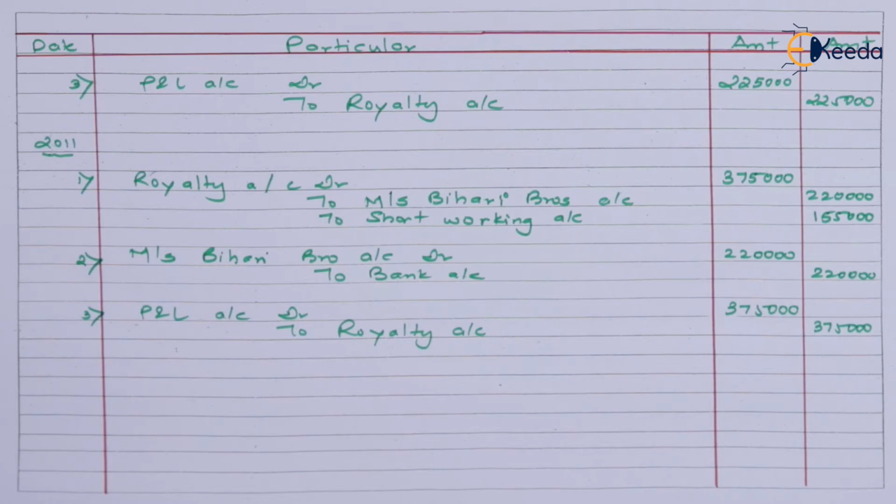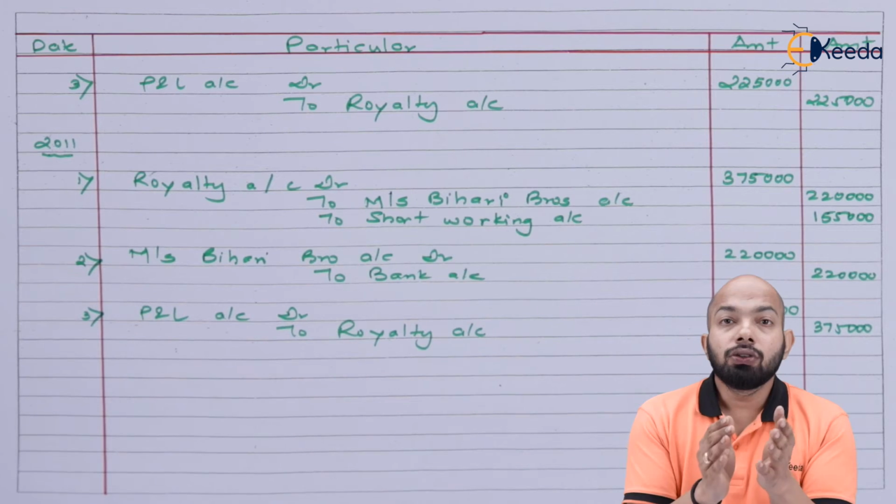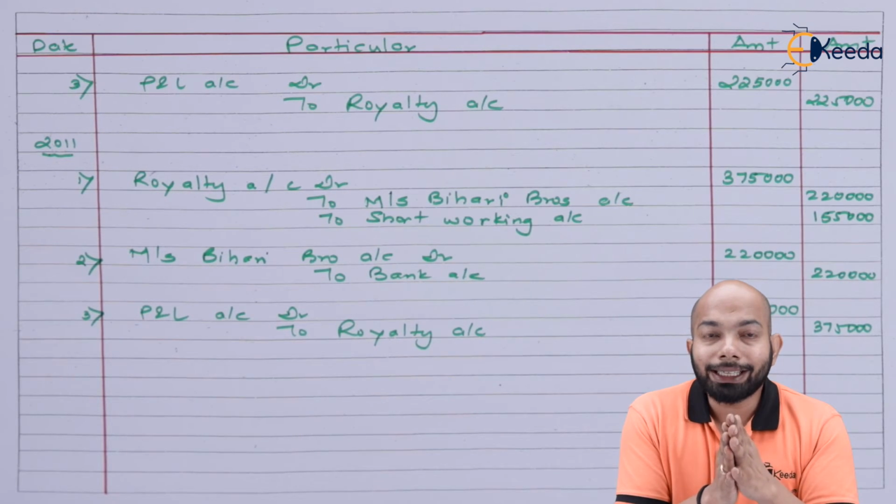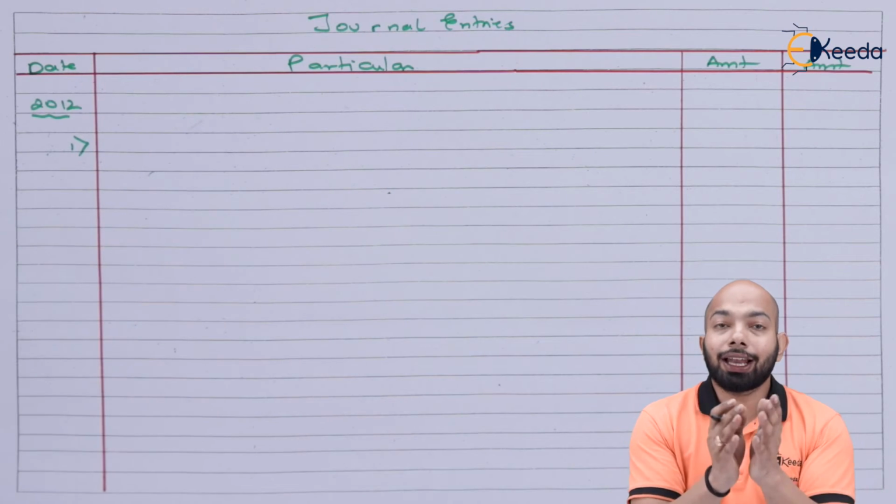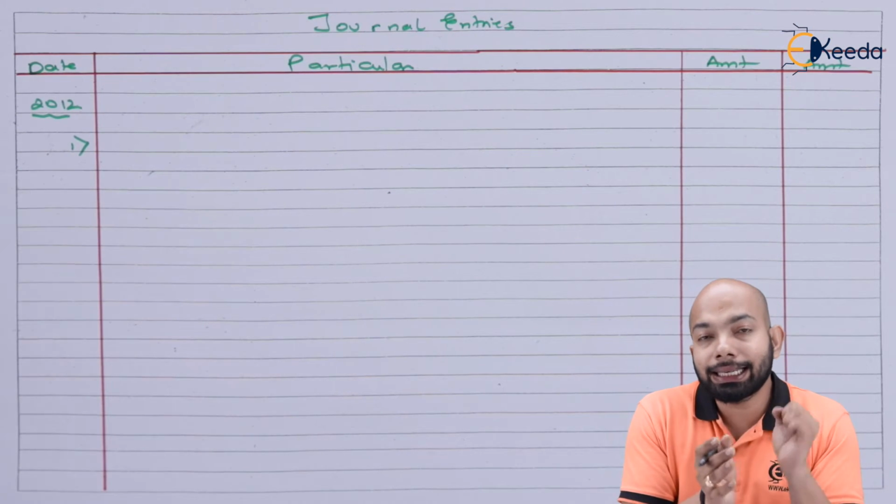Next, the payment made to Bihari, that means Messrs. Bihari account debit to bank account 2,20,000, and the third one is transfer of royalty to profit and loss account, that is profit and loss account debit to royalty account, that means 3,75,000. So year 2011 is also completed. So let's go on to the last year, that is 2012. Now again for the last year, we'll pass the similar entries. Let's pass it out.